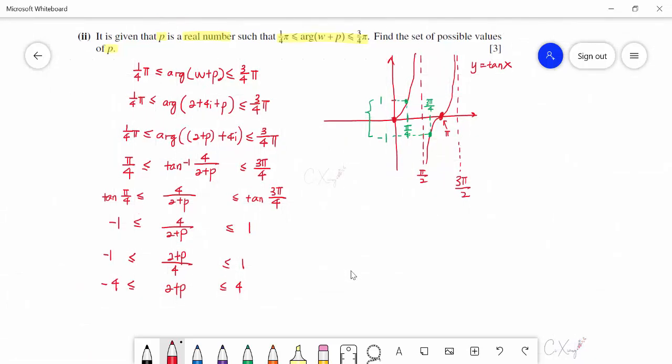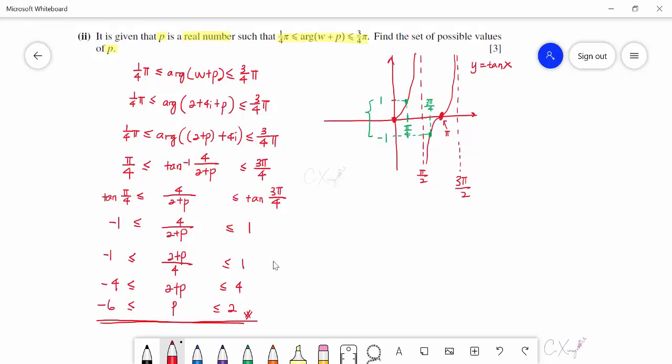Then P is actually between 2 and -6. So this is actually the answer that we have. But of course, in all the parts here, I skip a few small steps, but eventually you should be able to get 2 plus p divided by 4 should be between -1 until 1.